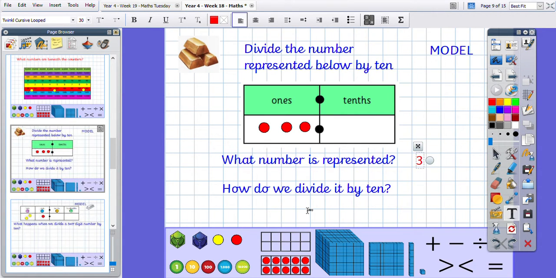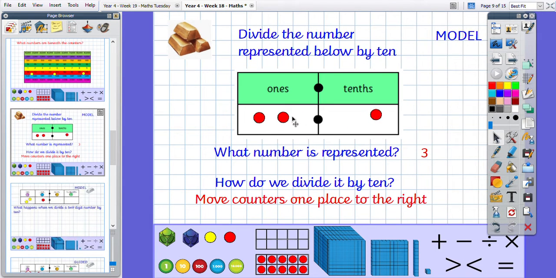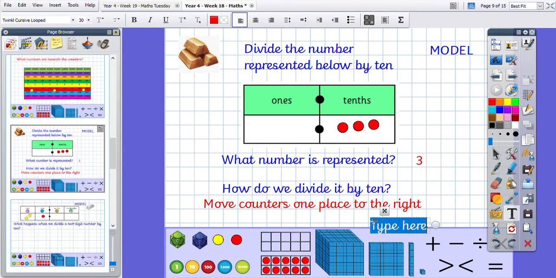And how do we divide this number by 10? We would move the counters one place to the right, because we know we're making the number smaller and we're making it smaller by 10. So I would move my counters over, remembering that the number moves, not the decimal point. So the answer would be 0.3, because I have no ones, so I've got my placeholder, my decimal point, and 3 tenths.